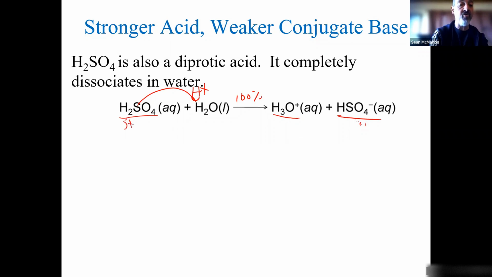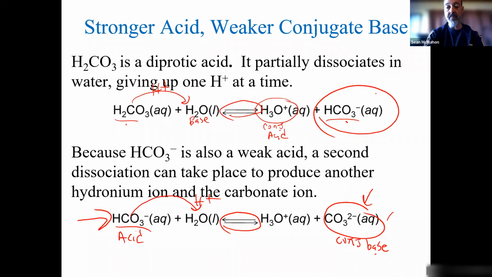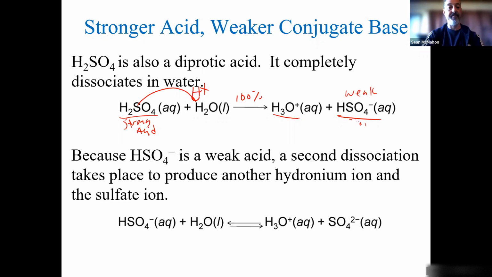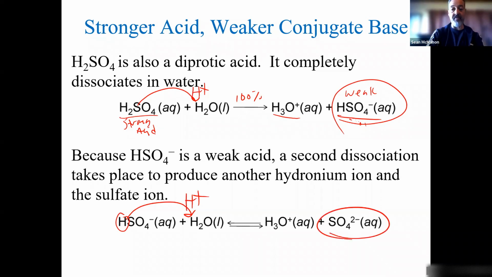And this is an extremely weak conjugate base. Why? Because this is such a strong acid. So this is a very weak conjugate base, whereas in the reverse, this is a very strong conjugate base because this is a very weak acid. But again, I have this bisulfate that has a hydrogen that could donate to water to produce the sulfate. So this is a very weak conjugate base because it's the conjugate base to a weak acid.